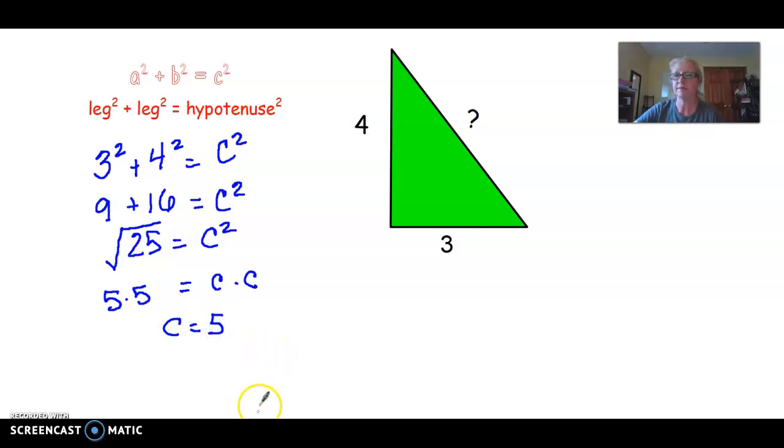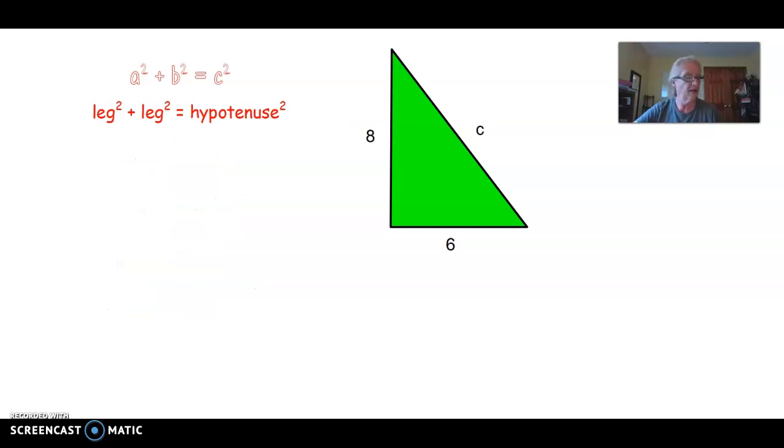Pretty cool, right? I have another example of that. With this one, same thing. I'm going to do 6 squared. My handwriting's not getting any better, is it? Plus 8 squared equals the c we don't know squared. 6 squared is 64. 8, oh, no, it's not. Where's my eraser? I was getting ahead of myself.